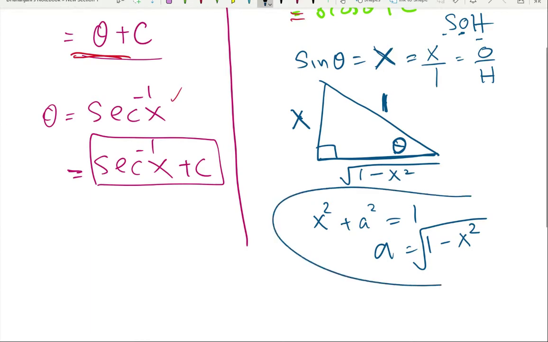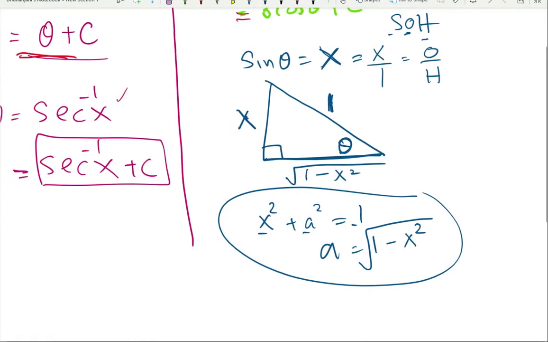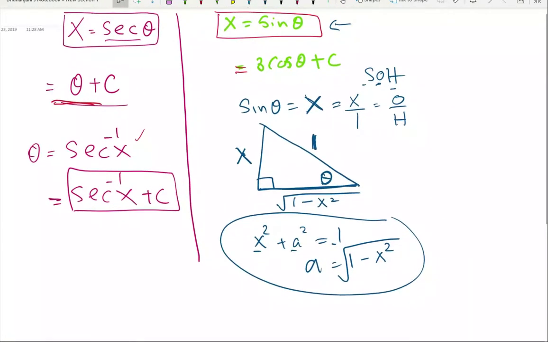Now you want to do that very carefully. You might make mistakes here. See what I did here? I wrote the Pythagorean theorem, x squared plus a squared is equal to 1. Then I made a the subject. Some students write this as 1 plus x squared, trying to do that in their mind. Please don't do that. Be careful until you get some experience, until you really get the gist of it. Okay, all right. Now why did I do that?